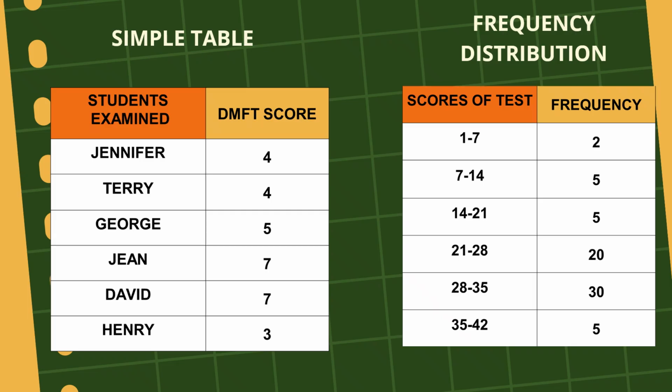Whereas a frequency distribution is where first I divide them into those who have a score of 1 to 7, 7 to 14, and 14 to 21. Then I represent it in the form of a frequency table. From 1 to 7, there are 2 individuals who have such scores. From 7 to 14, 5 individuals have such scores. So I separate them in that form, and that is a frequency table.